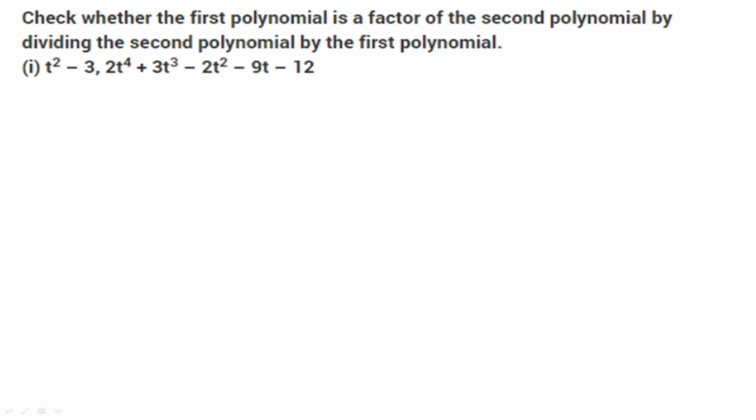And the next question says, check whether the first polynomial is a factor of the second polynomial by dividing the second polynomial by the first. So what is the relation to tell if it is a factor? If it is a factor, the remainder is going to be 0. So that is the basic rule.